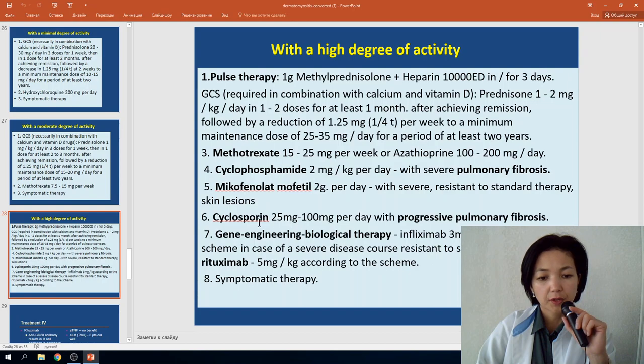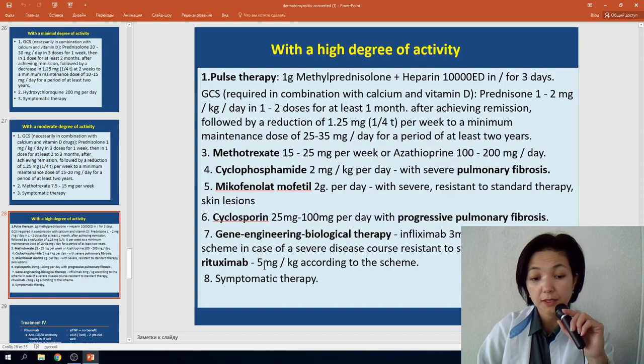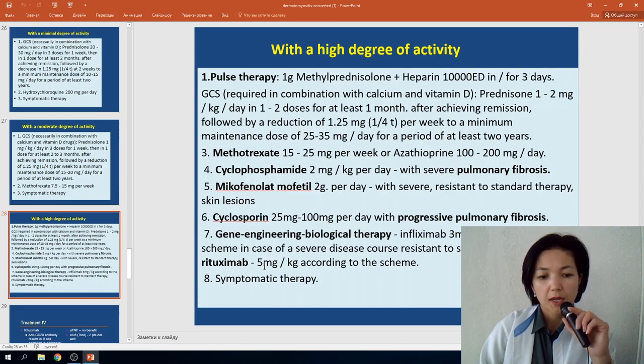And of course, if you have no response to previous therapy and an active, very aggressive process, lately we use gene engineering biological therapy. At the beginning, it was infliximab, 3 milligrams per kilogram, according to scheme. But lately, the guidelines also show us the very good effectiveness of rituximab, 5 milligrams per kilogram, according to scheme. Rituximab we use once a week at the beginning, only four times, and symptomatic therapy.